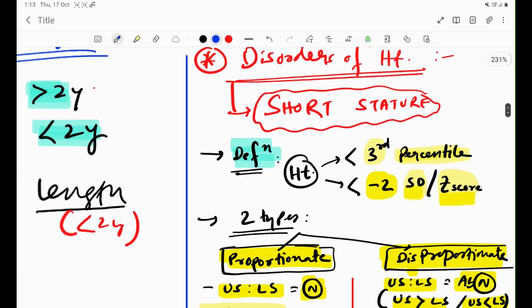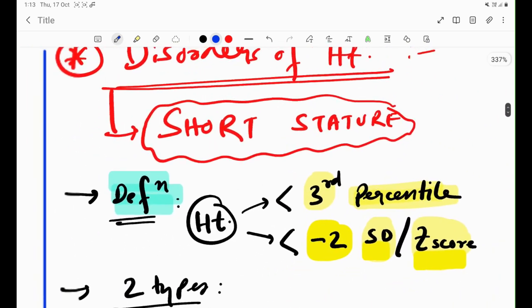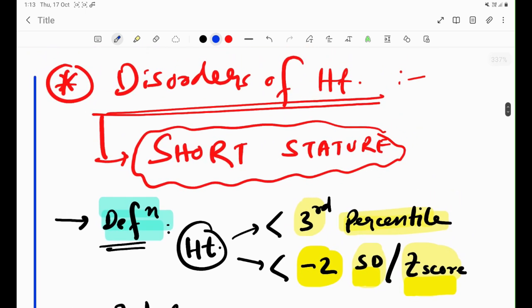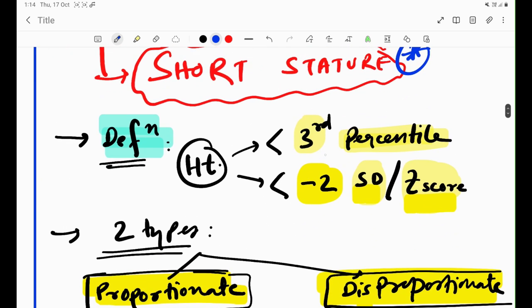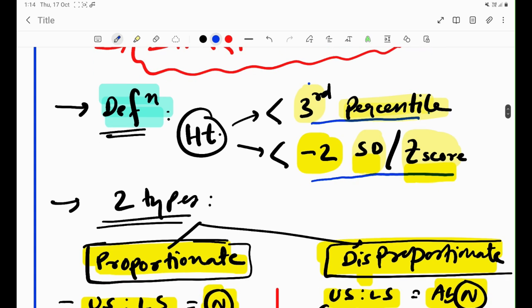Next we do some disorders of height. The most important one they ask is the short stature. So what's the definition of short stature? If the height is less than third percentile, or if the height is less than -2 standard deviation or z-score. So if it is percentile, then third, and if it is z-score or standard deviation, then it is -2.